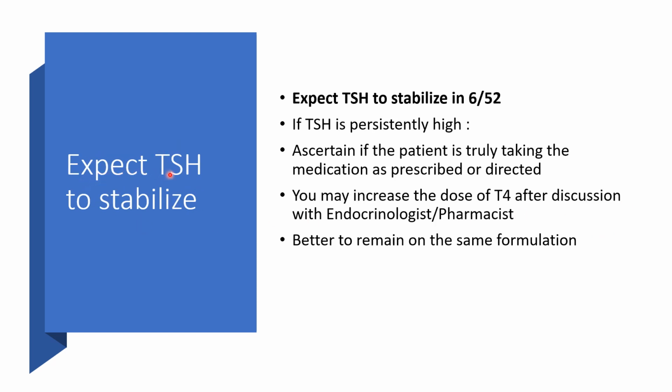We will expect TSH to stabilize in 6 weeks. If TSH is persistently high, then we would like to find out if the patient is truly taking the medication as prescribed or as directed. You may increase the dose of T4 after discussing with endocrinologists and pharmacists. It is better to remain on the same formulation. So, that is a good way to handle hypothyroidism.